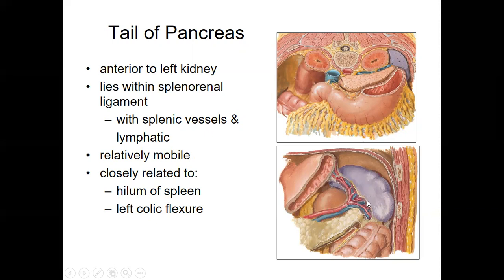Okay, so it is closely related to the hilum of the spleen. And not only that, it is also closely related to the left colic flexure of the transverse colon.